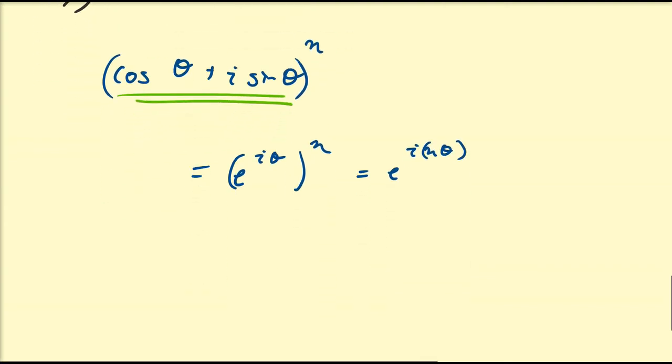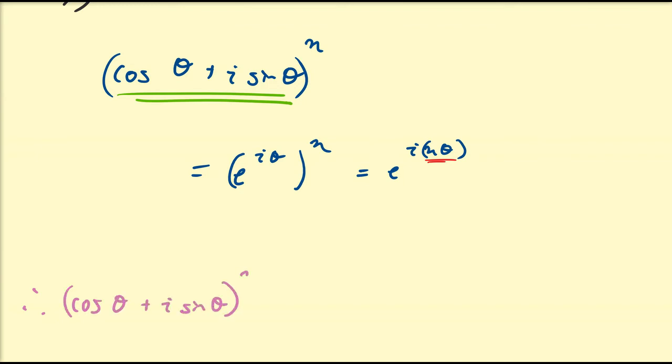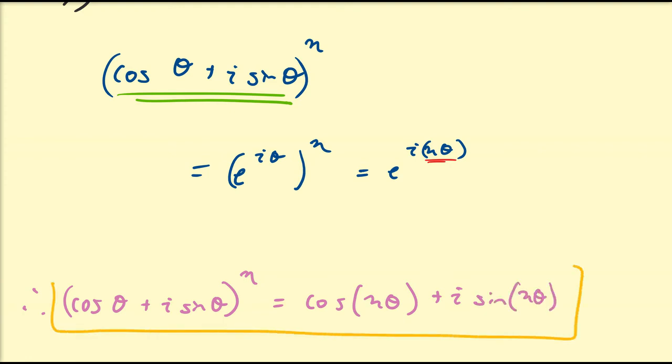And then we can use the Euler-Cotes relationship on this expression where n theta is equal to x. So therefore, cosine of theta plus i sine of theta, all raised to the power n, is the same thing as cosine of n theta plus i times the sine of n theta, which is a very interesting relationship because now we have exponents turning into coefficients inside of cosine and sine.